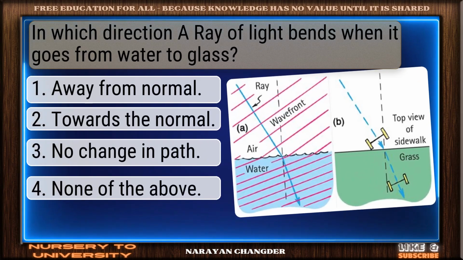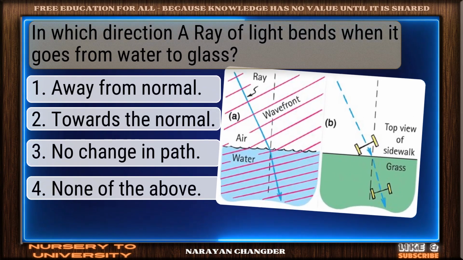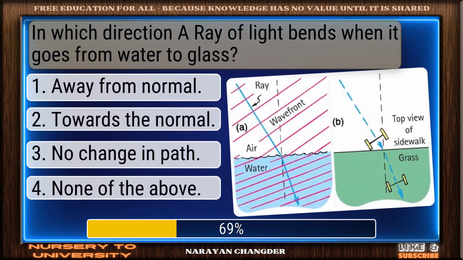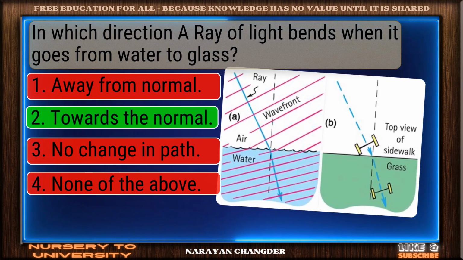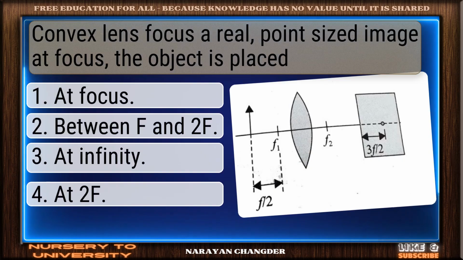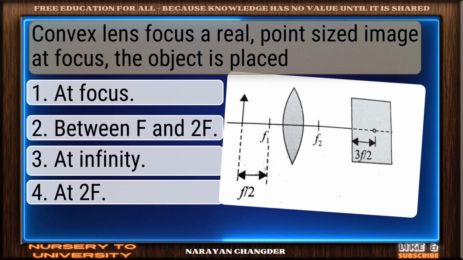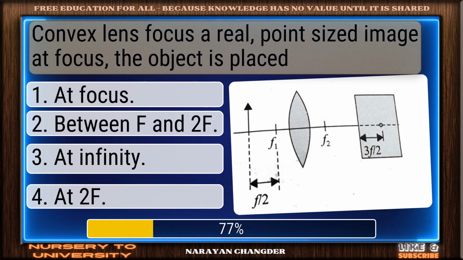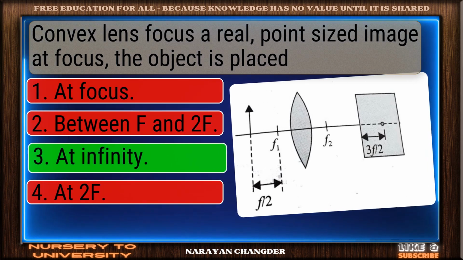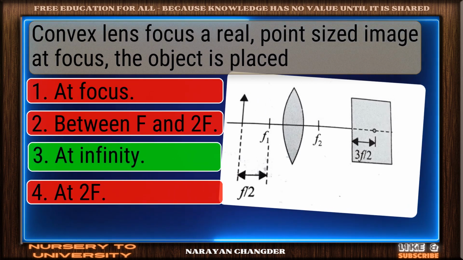In which direction a ray of light bends when it goes from water to glass? Solid response. Towards the normal is a valid choice. Convex lens focus a real, point-sized image at focus. The object is placed... Exactly. At infinity makes sense.